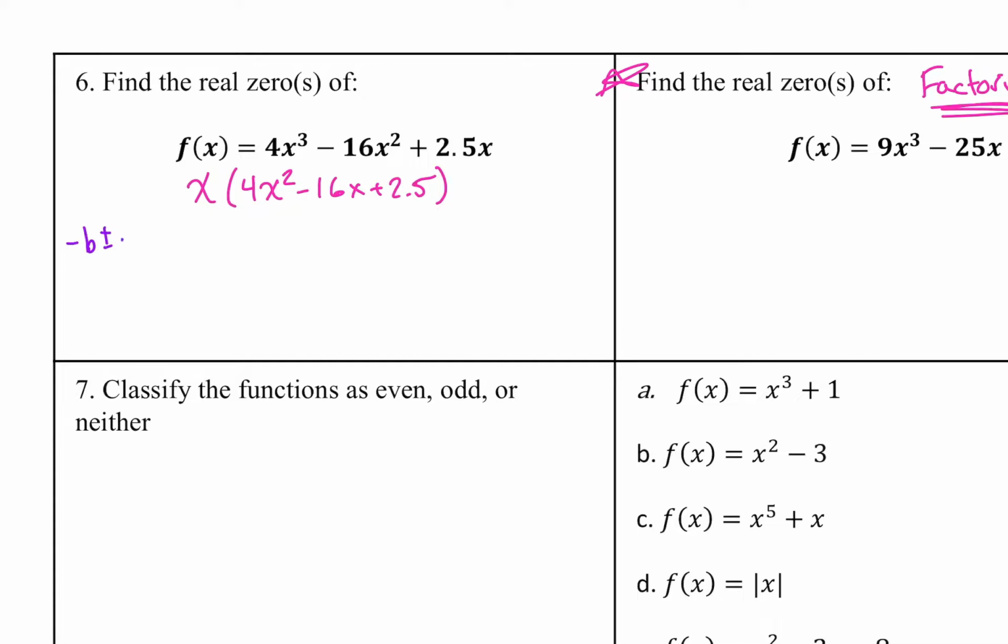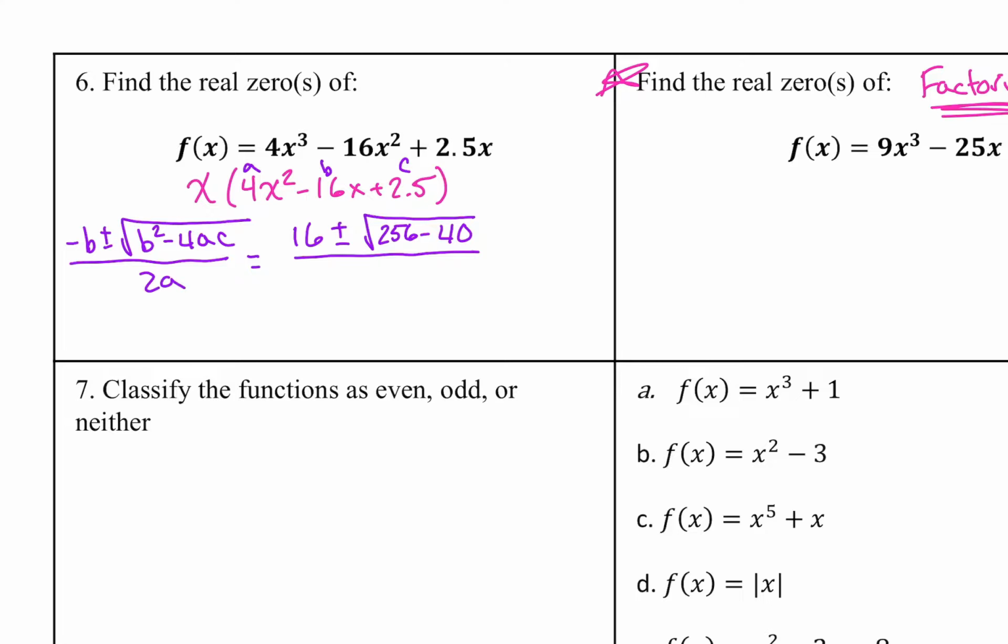So I'm going to have to use my quadratic formula. Negative b plus or minus the square root of b squared minus 4ac, over 2a. In this case, we know this is a, this is b, this is c. So negative b is going to be negative 16, which is just positive 16. When I plug in b squared, 16 squared gives me 256. And then it's 4 times a times c. So 4 times 4 is 16. 16 times 2.5 is 40. And then it's all divided by 2 times a, and 2 times 4 is 8.